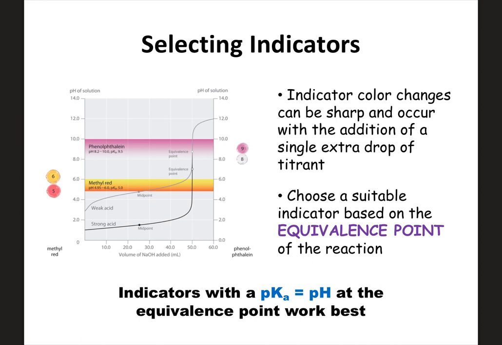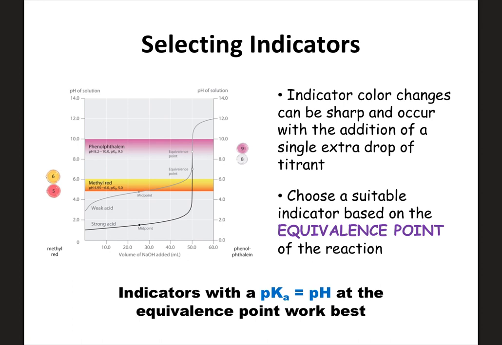We want to choose indicators, though, that are based on the equivalence point of the reaction we're doing. Remember, we want to know when the moles of acid equal the moles of base. That's the equivalence point, and that's going to be at a specific pH. So we need to choose an indicator that is going to change color around the pH that we want. Okay, so that's very important here. If you look at this picture, you can see phenolphthalein in pink changes color here at a specific range, usually around 8.2 to 10.